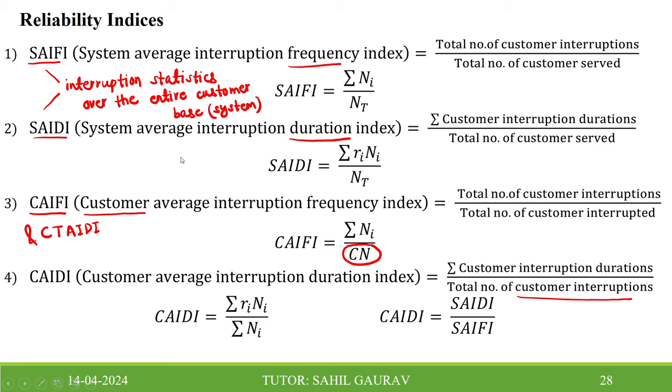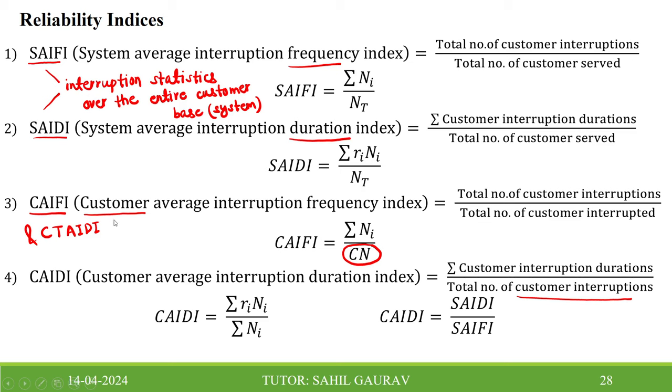Now the reliability indices. SAIFI is the system average interruption frequency index, the ratio of the total number of customer interruptions to the total number of customers served, that means sigma Ni upon NT. Next we have SAIDI, the system average interruption duration index. It is the ratio of customer interruption duration to the total number of customers served.